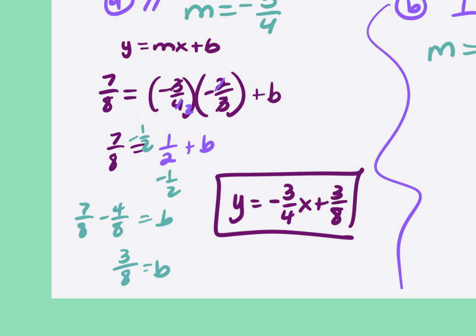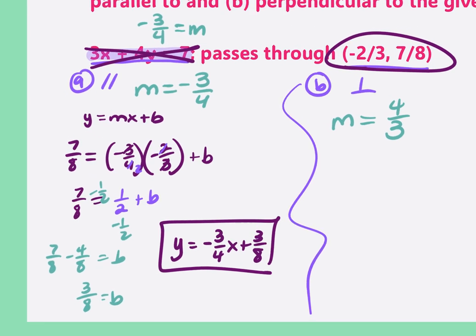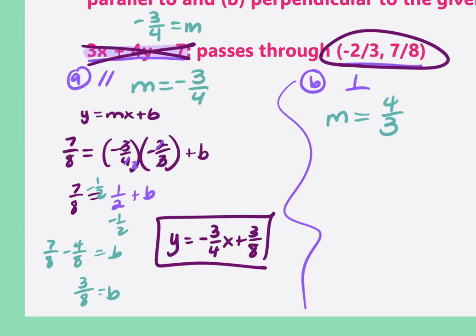And then again, I am done with that equation. People make the mistake of taking this 3/8 and carrying it over to part B and saying that's your y-intercept. That is not right. These are two different equations. The y-intercept might be the same, but more often than not, it is not.